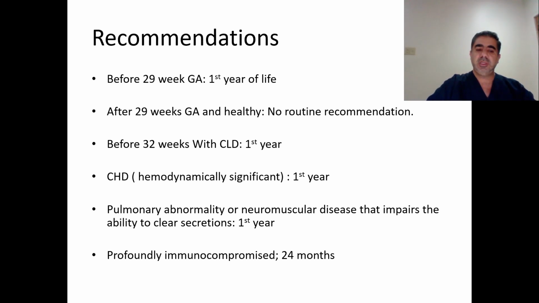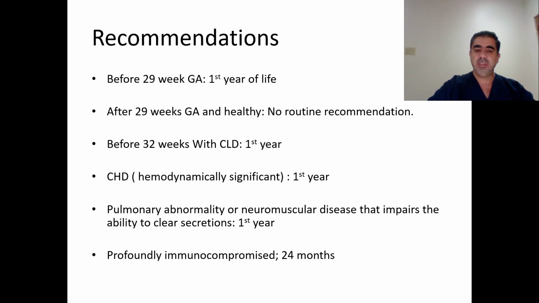For babies with congenital heart disease, and it should be hemodynamically significant congenital heart disease, they need to be given the prophylaxis in the first year of life. Pulmonary abnormalities or neuromuscular disease that impairs the ability to clear secretions: only in the first year of life. And if the baby or the child is profoundly immune compromised, he will need the prophylaxis during the 24 months of life.